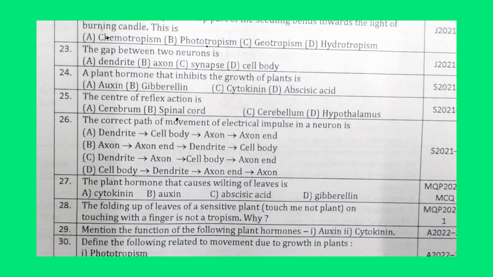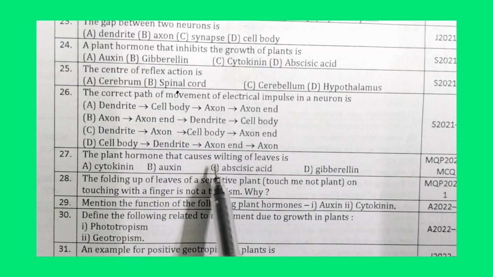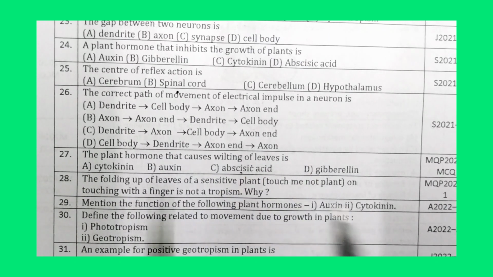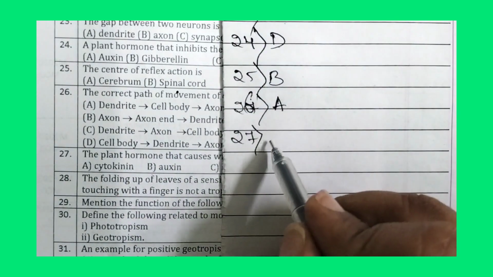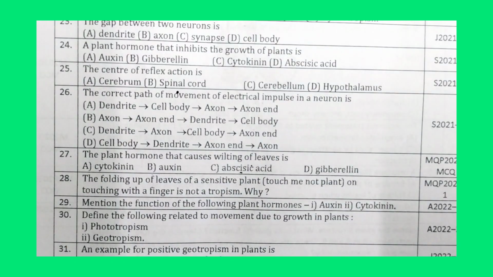Now let us move to the 27th question, the plant hormone that causes wilting of leaves. Wilting of leaves is caused by option C, abscisic acid. For the 27th the right answer is option C. Now let us move to the 28th.